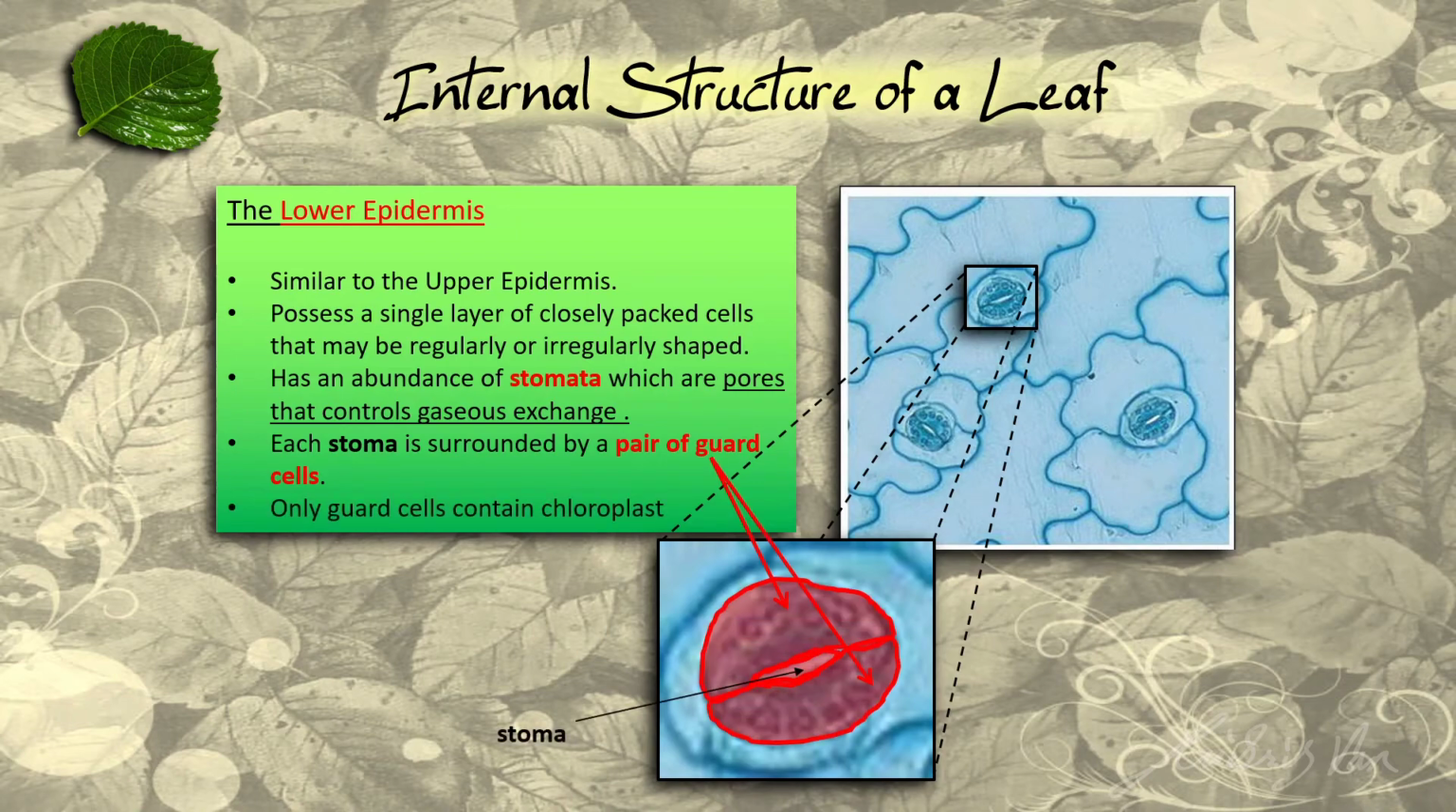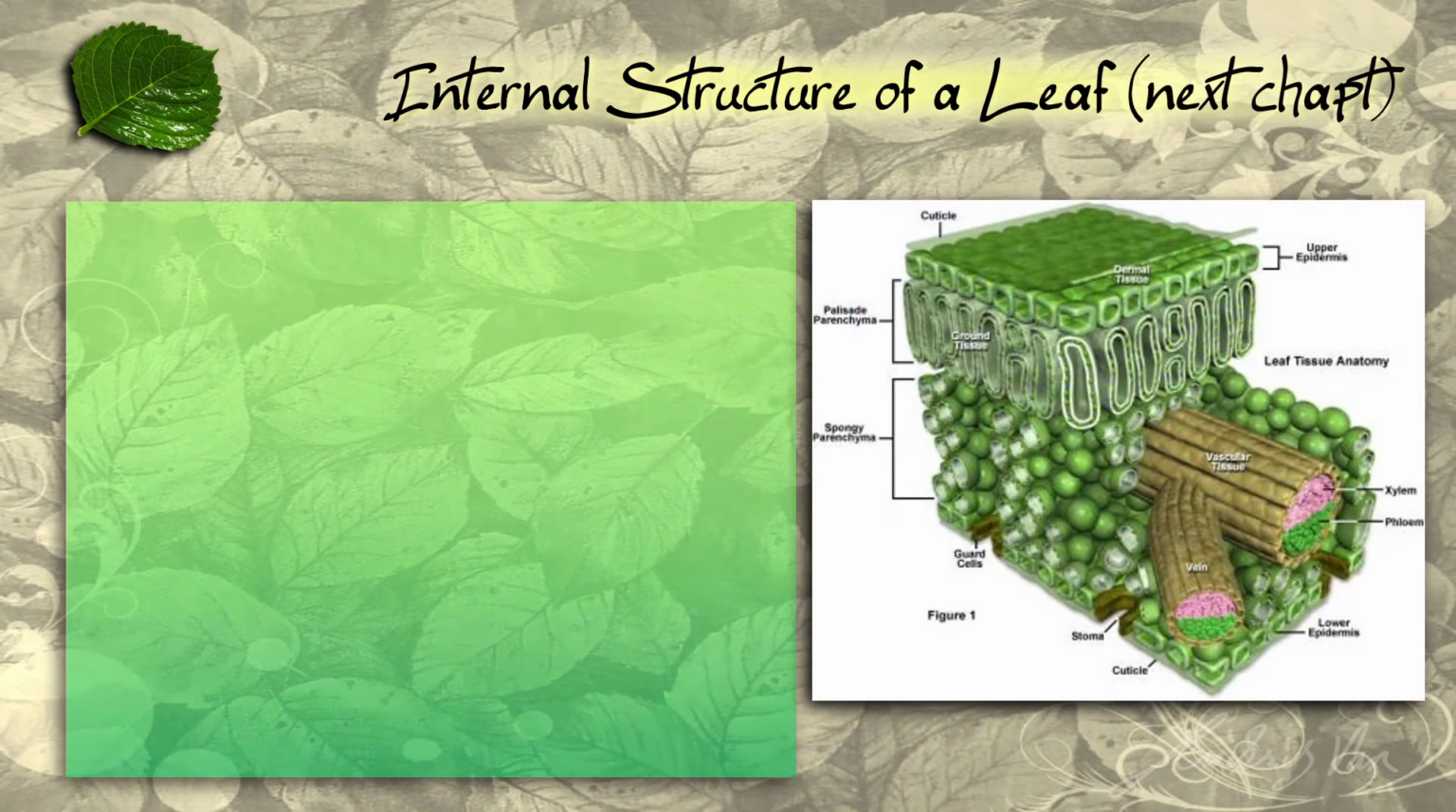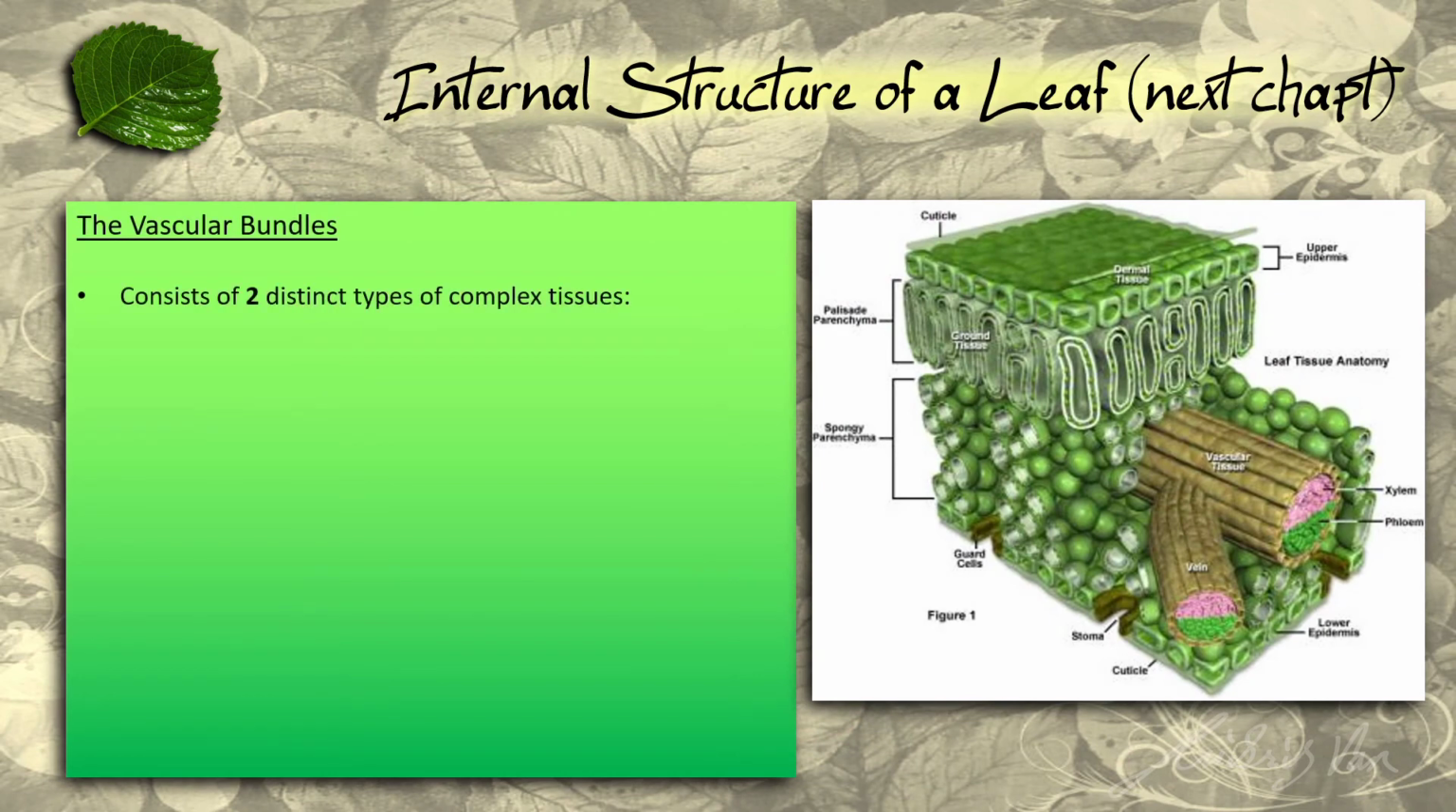An important thing to take note of is that the guard cells contain chloroplast. So the stoma is the hole, while the guard cell is the cell surrounding the stoma. And the guard cell contains chloroplast, while the rest of the lower epidermis cells do not contain chloroplast. This is important. Lastly, it is the vascular bundle.